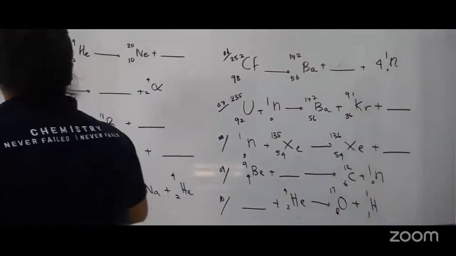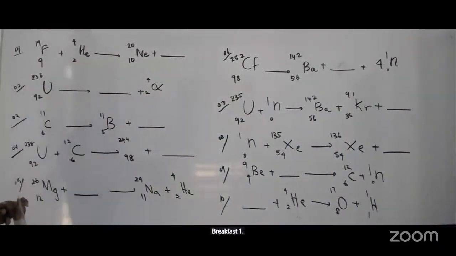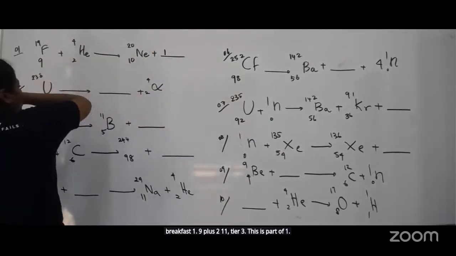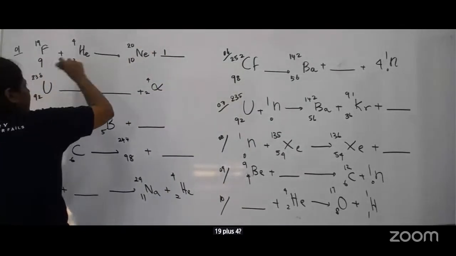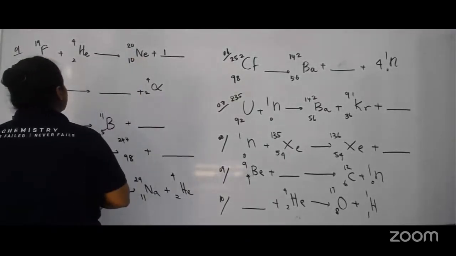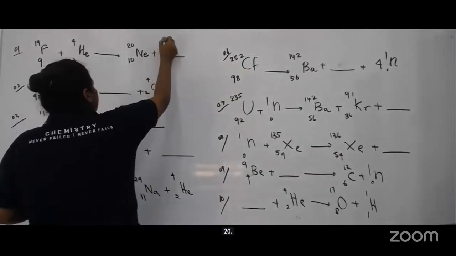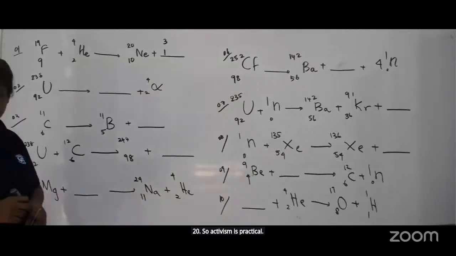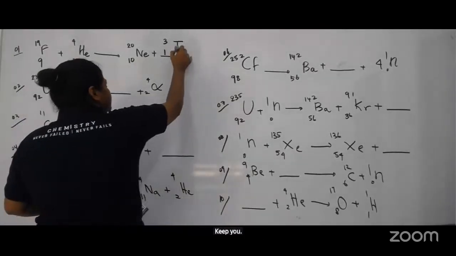Right, first one. 9 plus 2, 11. Here 10. Is it particle 1? 19 plus 4, 23. Here 20. So what's the missing particle? 3 here, 3 here, 3.